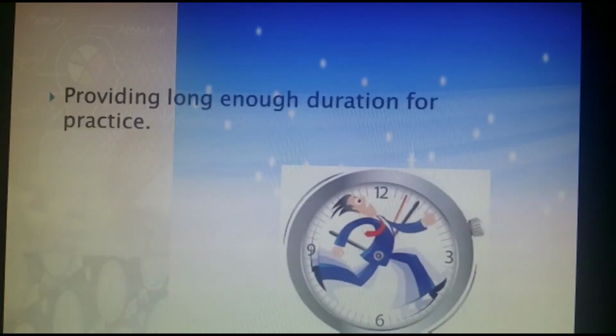Provide long enough duration for practice. Practice is very important, and we also have some strategies like spaced retrieval and task-specific training, which we sometimes use with severe cognitive delay, which needs a lot of practice. So you need a lot of practice. Sometimes you need to practice the task or the activity for 1 week or for 1 month or for 2 months. So this is the concept of cognitive rehabilitation therapy.